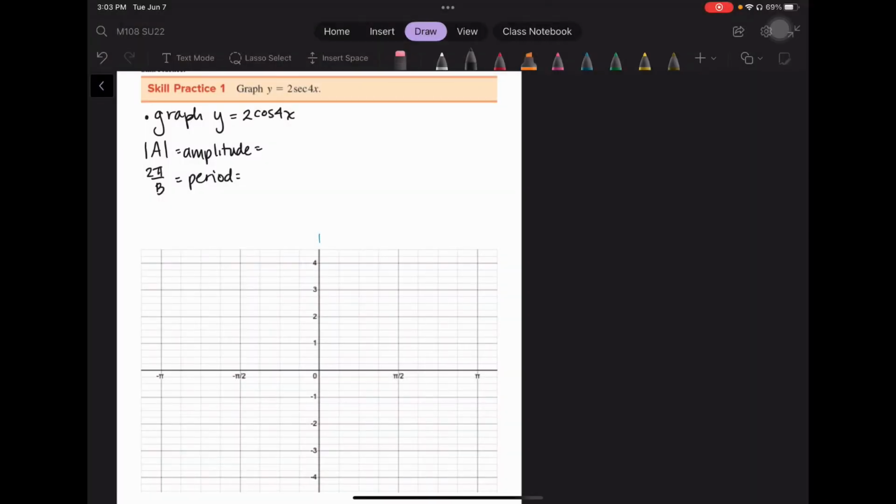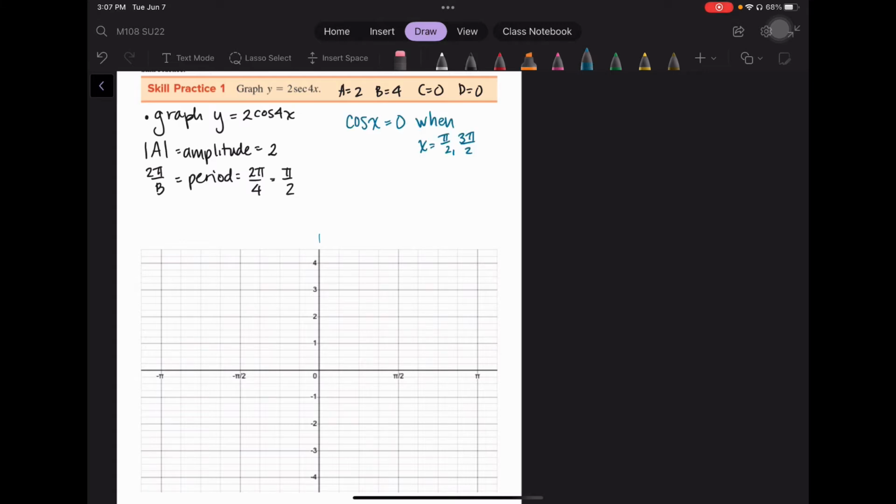The amplitude is the absolute value of the A value, and the A value here is 2, the B value is 4, the C value is 0, and the D value is 0. The amplitude is then 2, which means that my graph is vertically stretching by a value of 2. My period is 2 pi divided by 4, which is pi over 2. There's no phase shift. Remember, your phase shift is found by taking your C divided by B, and there is no vertical shift since we are not adding a D value.